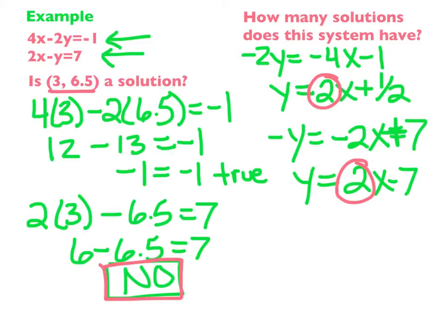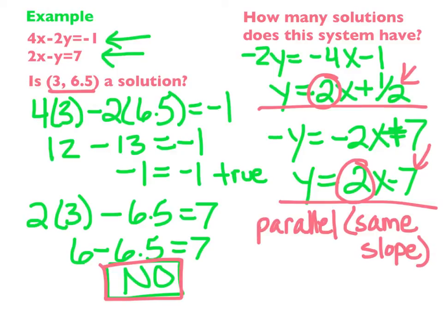Well, we just saw that (3, 6.5) was not a solution, so we know automatically that it's not infinite, but the way that you would check that is you'd say, okay, are they the same line? If it's infinite, they're the same line. Well, they're not, because they have different y-intercepts. So we know that these are parallel because they have the same slope. So they have no solutions. And if I asked you to classify this, you would tell me that it is inconsistent.